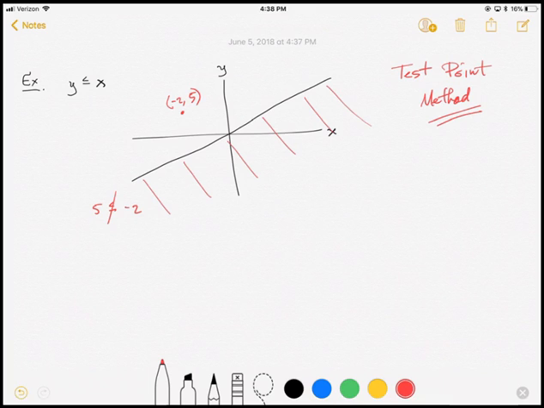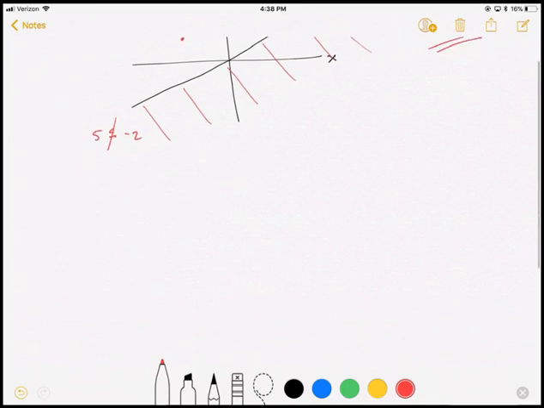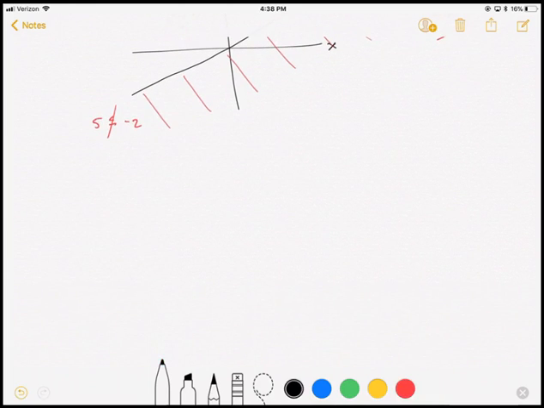So the method I'm going to show you in this video is going to be an easier way of determining where you shade by just looking at the equation. You don't have to plug anything in. You just have to look at the equation and make sure it's written in a certain form. Okay, so that method is called the gradient vector method.